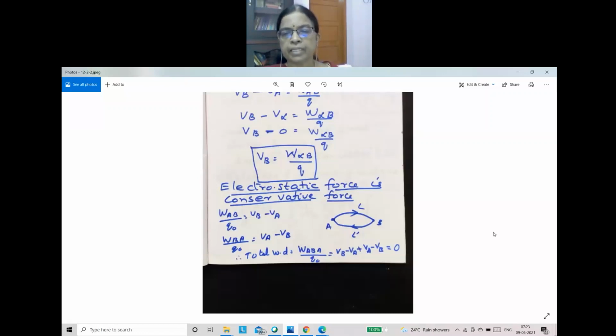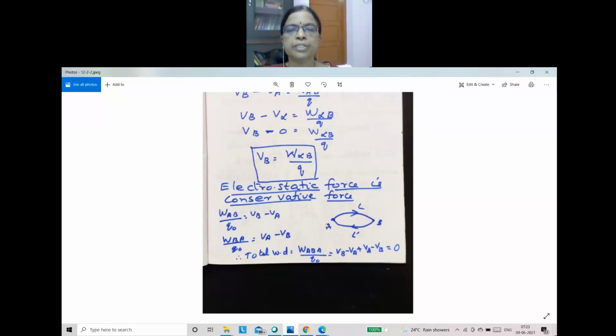Work done to take a charge from one point to the other does not depend upon the nature of the path. That is what we have studied. It depends only on the position. You can take the charge from B to A through any path, but work done depends only on their positions, where they are in that field, not on the nature of the path followed.